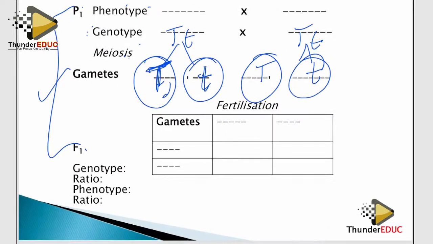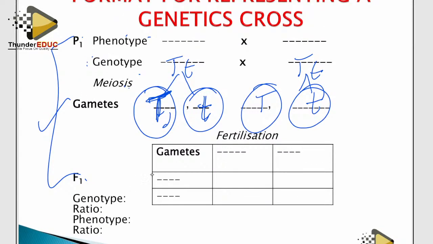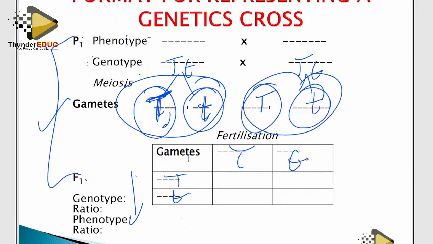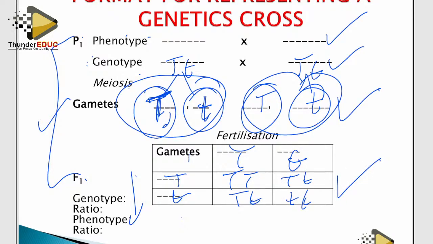Then, fertilization, now start crossing. If you don't cross like this, use a Punnett square. You understand? So for the Punnett square, you bring this here, and then you say capital T, small t. Then you bring this here, capital T, small t. So we shall give you a mark there, and a mark there. Then you cross: capital T capital T, capital T small t, capital T small t, small t small t. We give you another mark there.